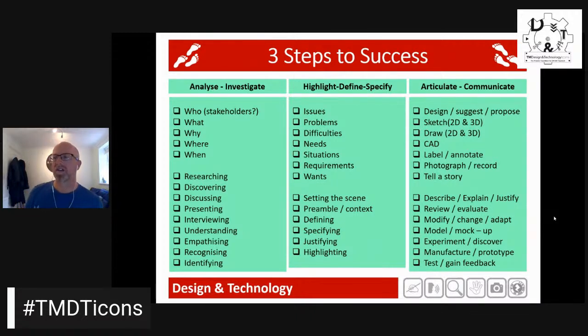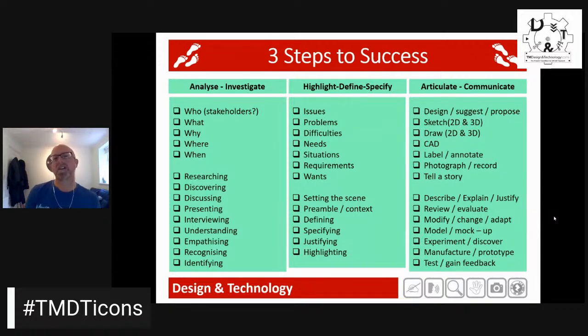What we've also done is we've taken the sections A, B, C, D, E and F for the NEA, and we've started to look at putting the banners of analyse, investigate, highlight, define, specify, and articulate and communicate across the top, so they can see how the sections in the NEA sit with this 3 steps to success. And since we've been using it towards the start of lockdown, we've talked to students, we've got students' feedback, and they've found this really, really useful.